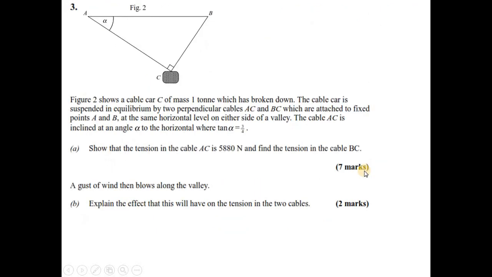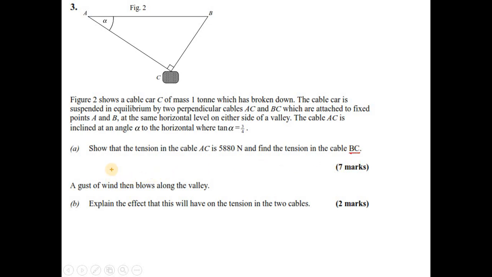Question number 3. Figure 2 shows a cable car C of mass 1 ton which has broken down. The cable car is suspended in equilibrium by two perpendicular cables AC and BC, which are attached to fixed points A and B at the same horizontal level on either side of the valley. The cable AC is inclined at an angle of alpha to the horizontal, where tangent alpha is 3 by 4. Show that the tension in the cable AC is 5880 Newton, and find the tension in the cable BC.